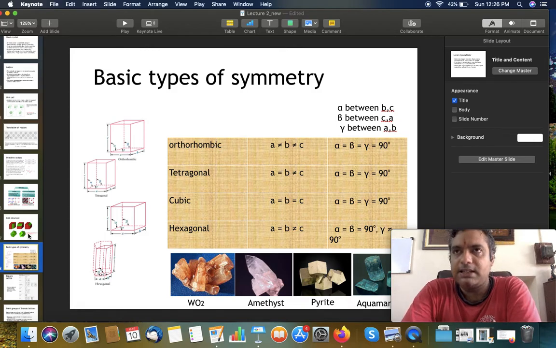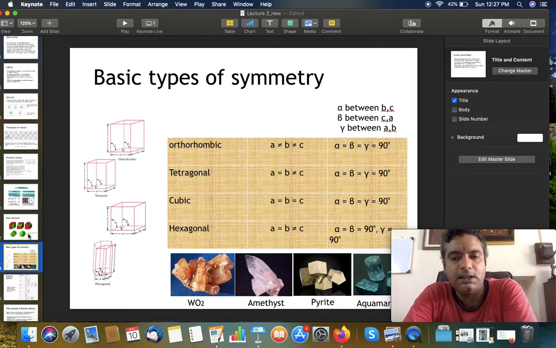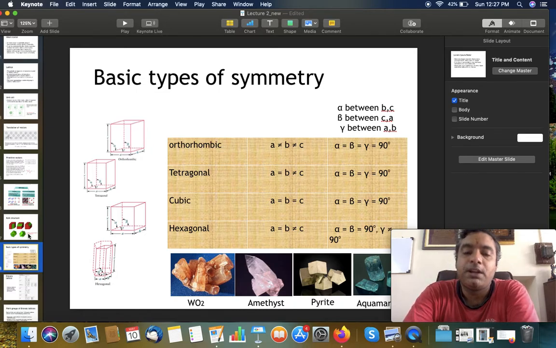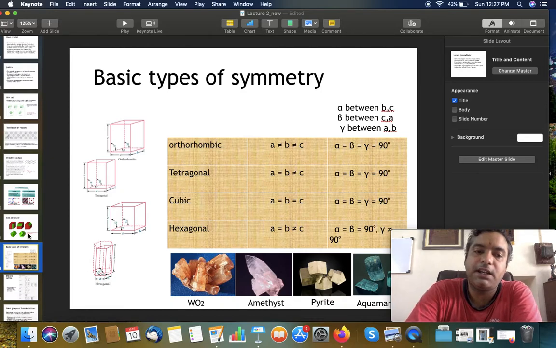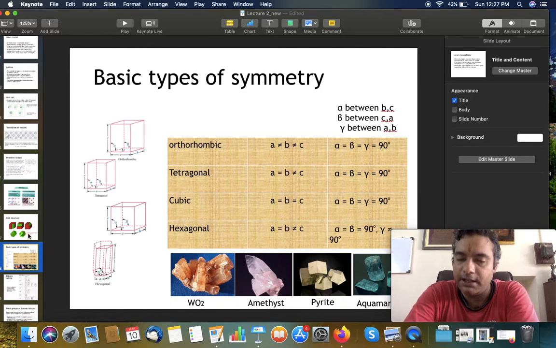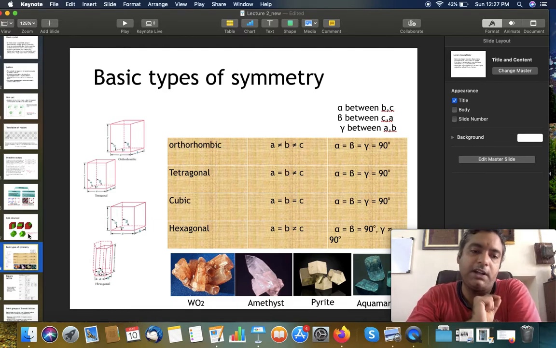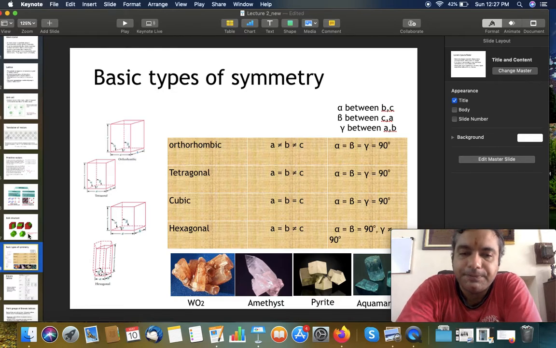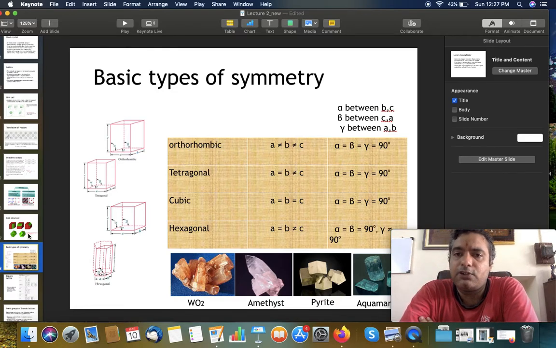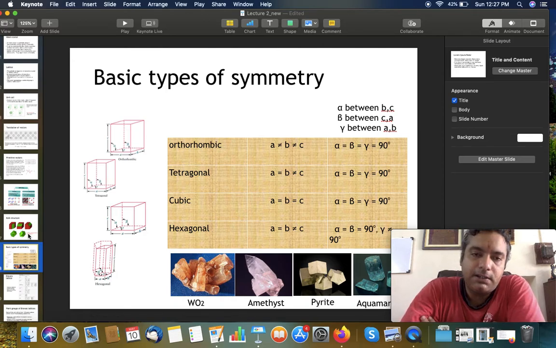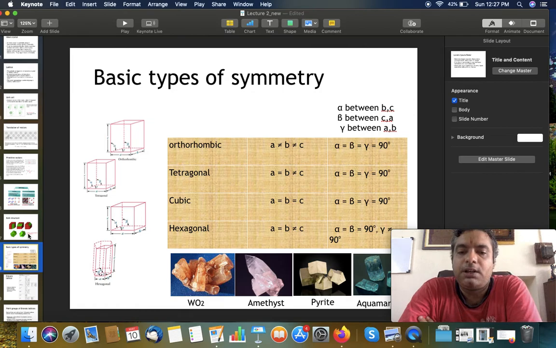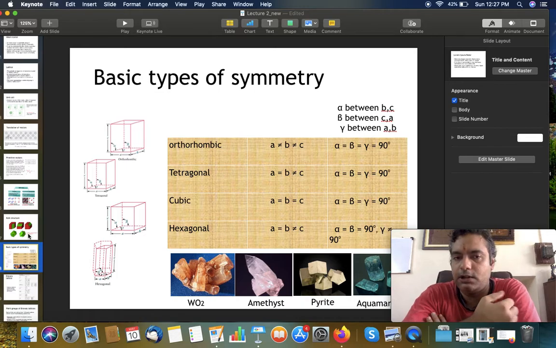A cubic structure, as the name represents, is a perfectly symmetrical structure with all the sides equal, A, B, and C, and the angle between them 90 degrees. In a hexagonal structure, only 2 sides are equal, the third side is not equal, and again, only two sides have an angular separation of 90 degrees and the third side does not. There are some elements that are naturally occurring. For example, tungsten dioxide is orthorhombic, amethyst is tetragonal, pyrite is cubic, and aquamarine is hexagonal.